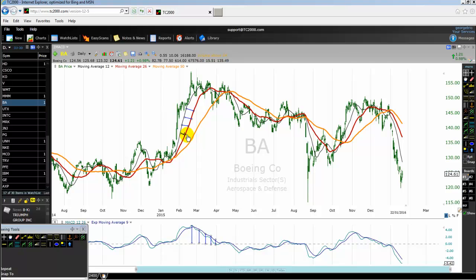One can also use other moving averages. Here we can compare the moving average 26 to the moving average 50. Because I'm on a daily chart, I'm trying to look ahead into the future. I want to see the bigger picture.